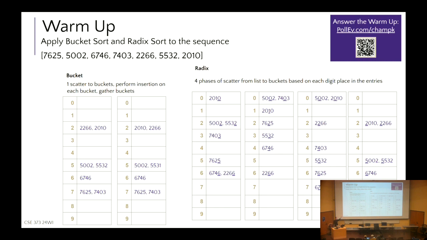Unfortunately, bucket sort, because it's got that insertion sort in the middle there, we can't guarantee a worst case runtime of linear. It depends on how k, the range of buckets, relates to the values of n. You can go read about that on the slides. Any questions about bucket or radix sort at this time?